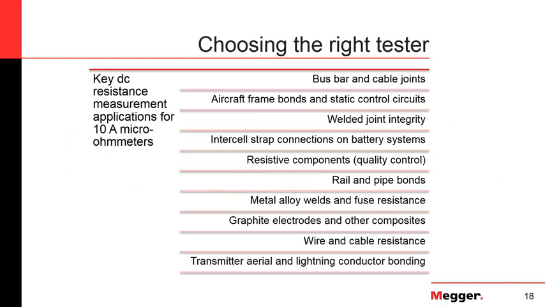So even though all that I just said sounds a little bit overwhelming, there are some common applications. For example, 10 amps micro-ohmmeters, which are really common in the industry. This is again a common range that is used for several applications, like the ones shown here in this slide. For example, the strap connections in battery systems, quality control of resistive components, and general conductor bondings.